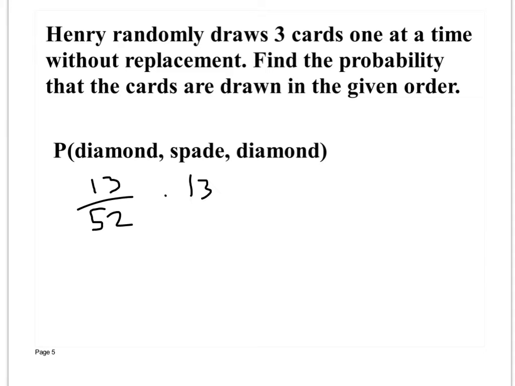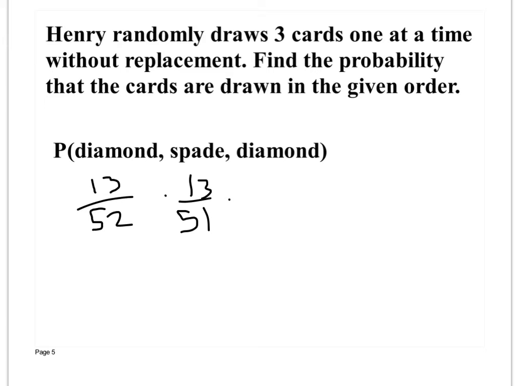13. How many cards are in this deck of cards? 51. You've already drawn a diamond out. We're assuming that you got what you wanted, the first card. We're assuming you got a diamond. So there's 13 out of 52 cards in there, but there's only 51 cards now. Now, what's the odds of drawing a diamond again?